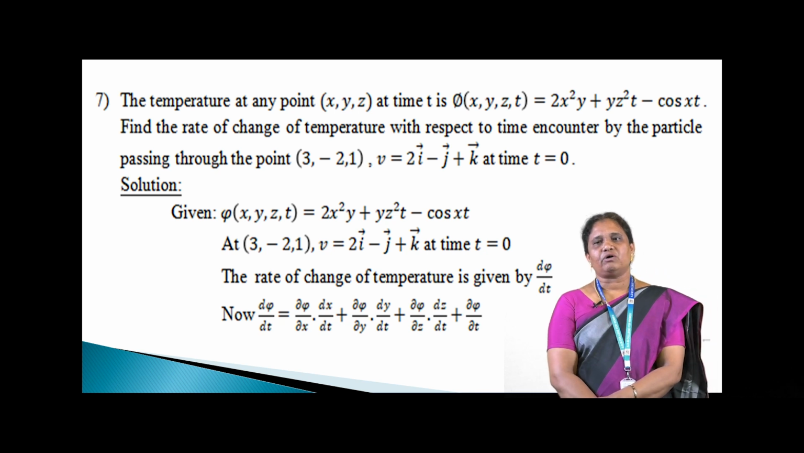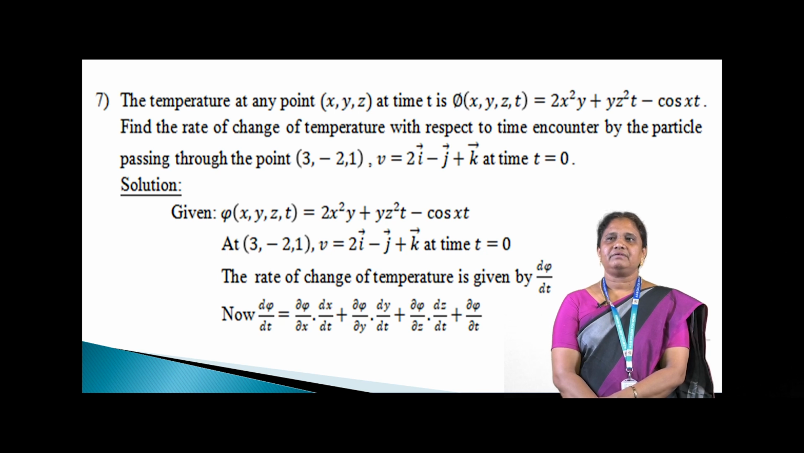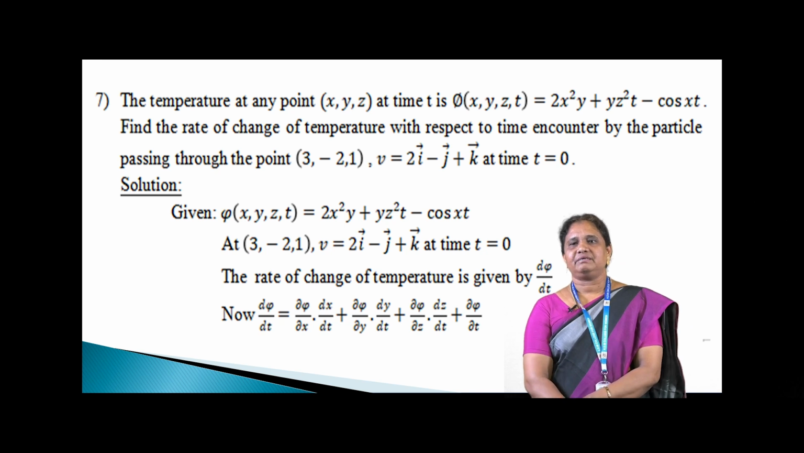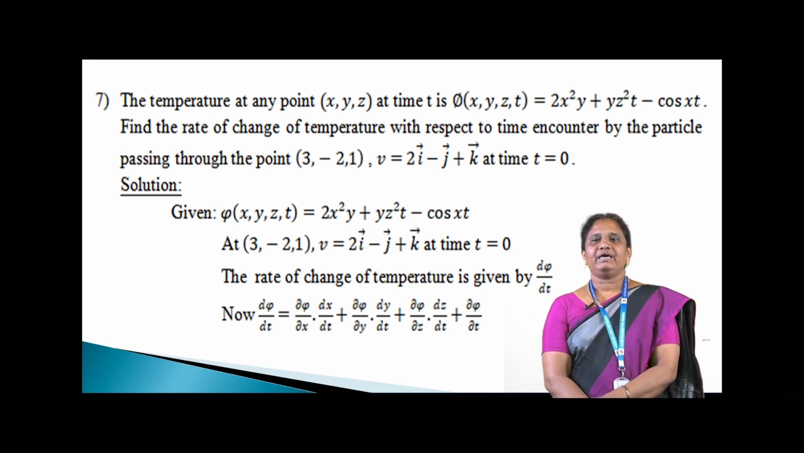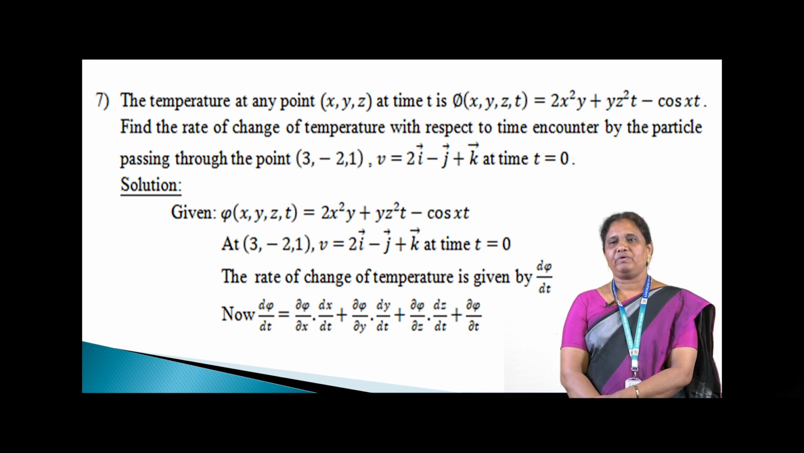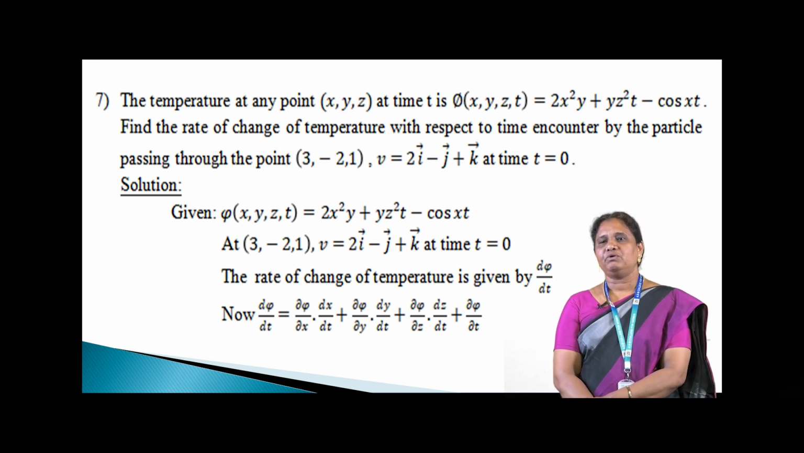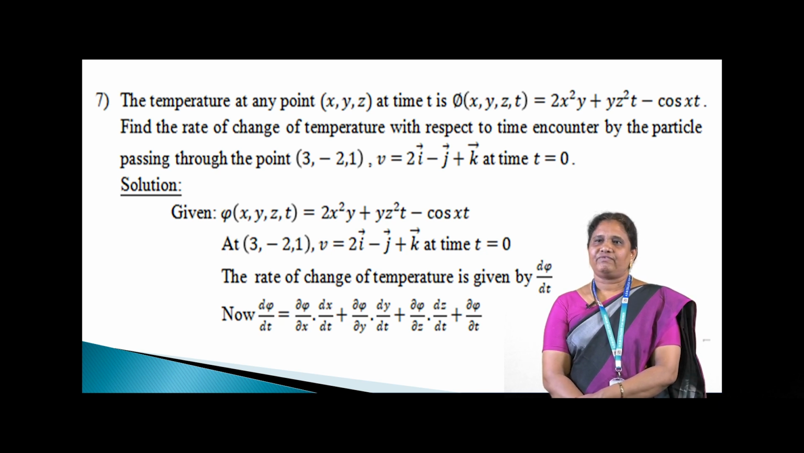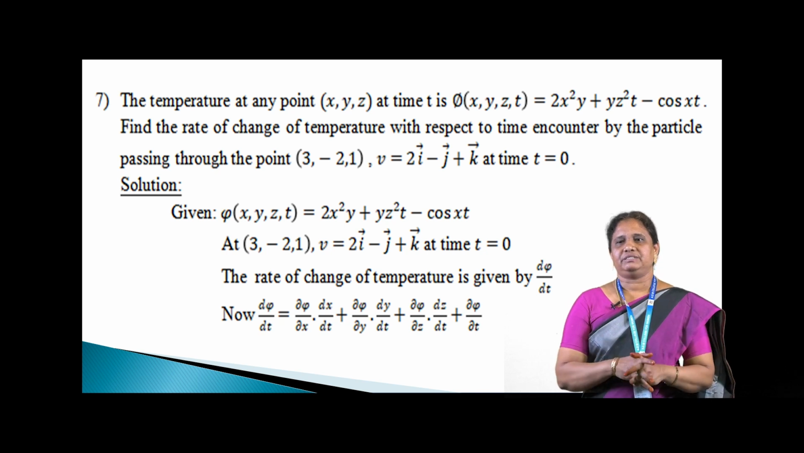Therefore, dou phi by dou x into dx by dt. Why are we writing dx? Ordinary differentiation means x depends on t alone, but phi depends on x, y, z and t. Therefore, we multiply the partial derivative and the ordinary derivative. We get the first term dou phi by dou x into dx by dt plus dou phi by dou y into dy by dt plus dou phi by dou z into dz by dt, plus again phi depends on t also. Therefore, we have dou phi by dou t.